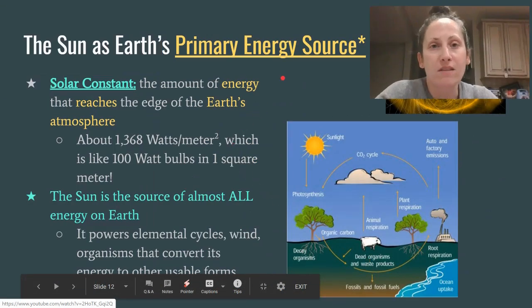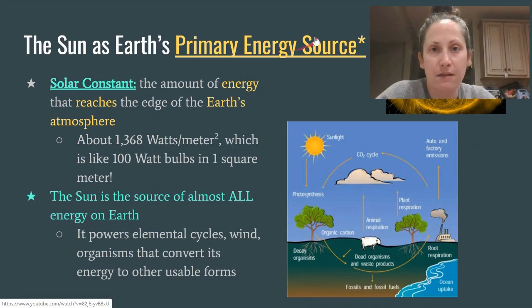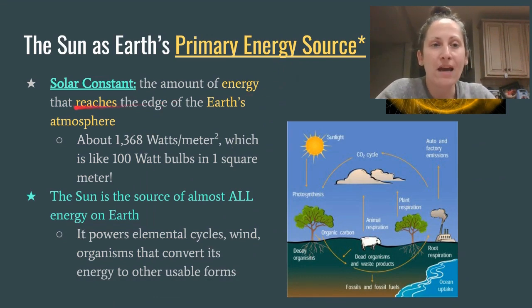As we have talked about before, the sun is the Earth's primary source of energy. Again, another link here that you're going to want to check out to further your understanding or for any clarifications. What we have is referred to as the solar constant, and that's basically a set amount of energy that reaches essentially the atmosphere of the Earth on a regular, steady basis. It's estimated at a little over 1,000 watts per meter squared, which is basically the same amount of energy as you would have from 100-watt light bulbs in 1 square meter. In other words, it's a lot of energy.